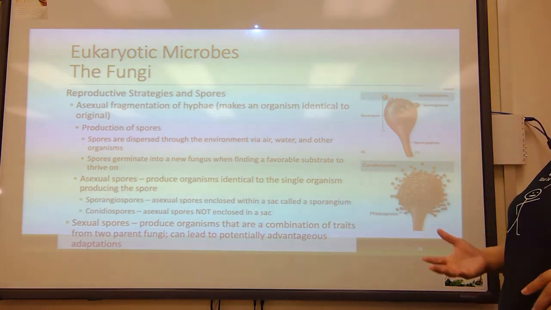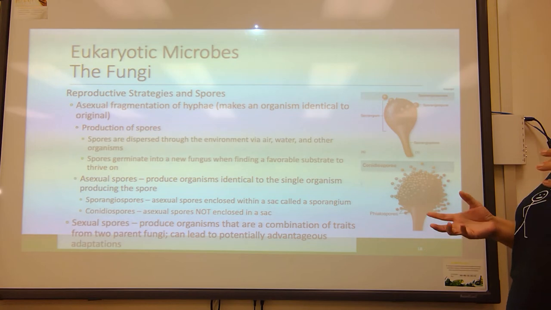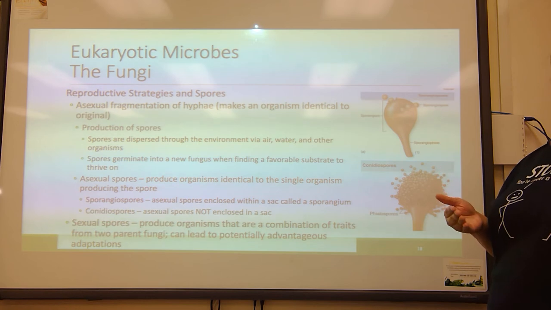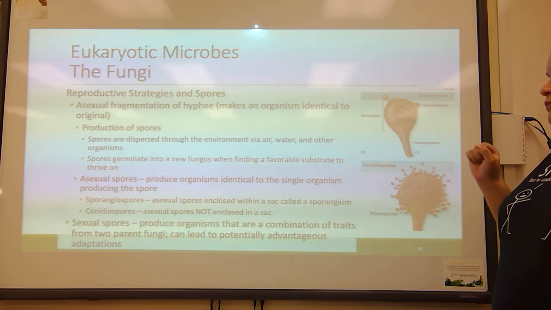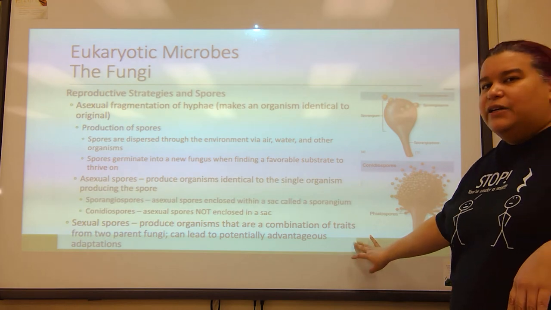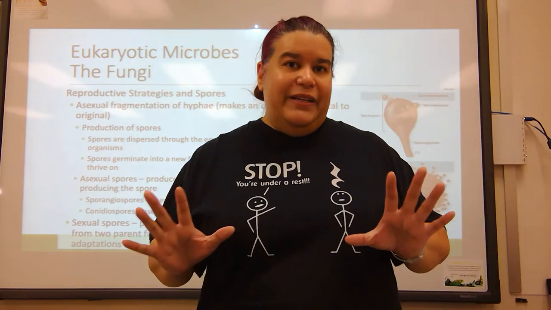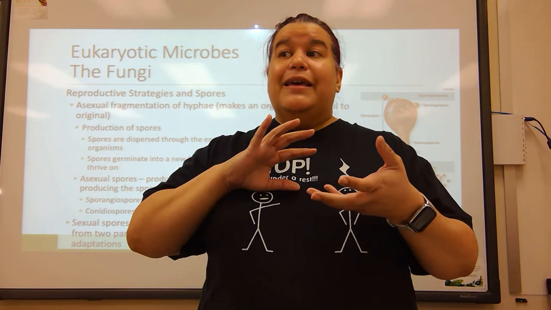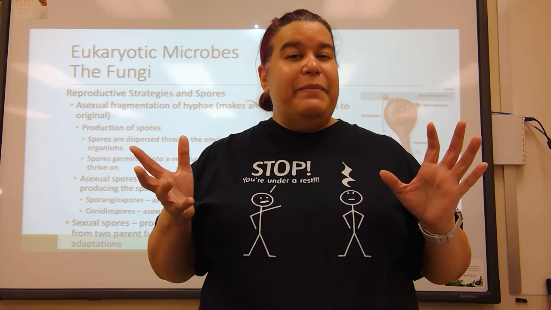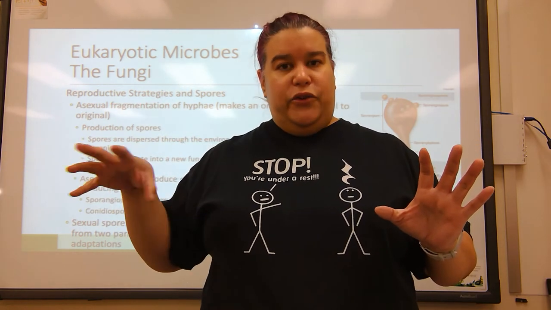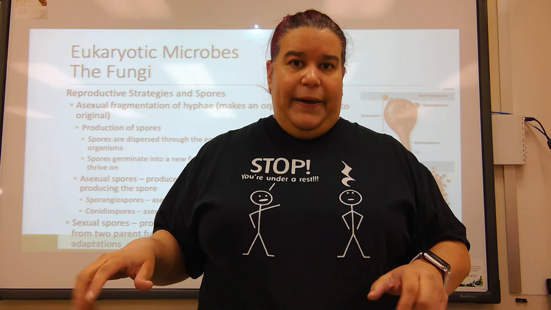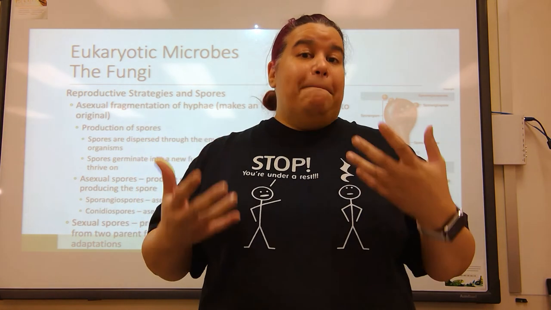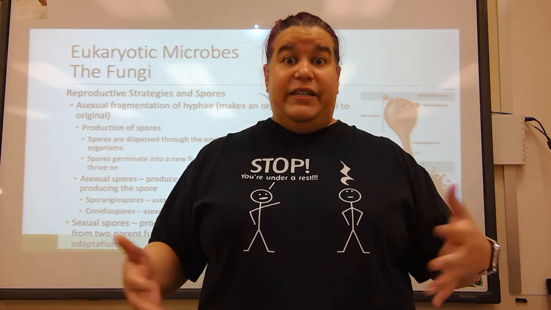Sexual spores. They're going to produce an organism that is a combination of traits of two parent fungi. Kind of like when we make a baby, it's a combination of mom and dad. Okay? So it's got the traits of both, and it can lead to potentially advantageous adaptations. One of the reasons that we like sexual reproduction so much is because it mixes up the genome a little bit and may make something new that is even better at surviving the environment that we are in. Okay? So having the ability to do some type of sexual reproduction with sexual spores might give them an advantage in the environment.